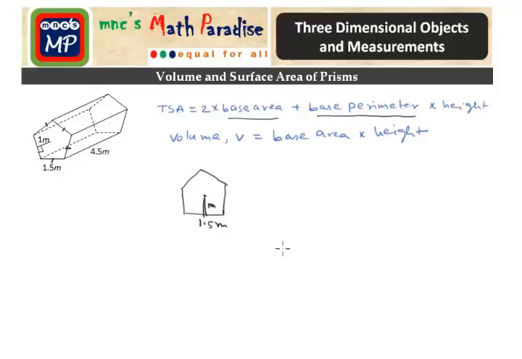Actually it's not told here, but it's given that this is a regular pentagon. Regular pentagon means it goes through a circle, and if we join its center to the corner points, all these triangles, 1, 2, 3, 4, and 5, have the same area. So if we find one triangle's area and multiply it by 5, we will get the total area.